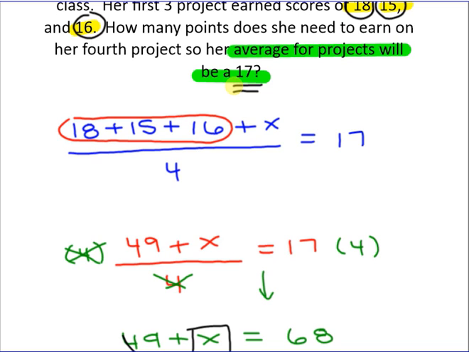Add up 18 plus 15 plus 16 plus 19, and that should give you 68 divided by 4, because there's 4 terms total, and that's going to give you exactly 17.